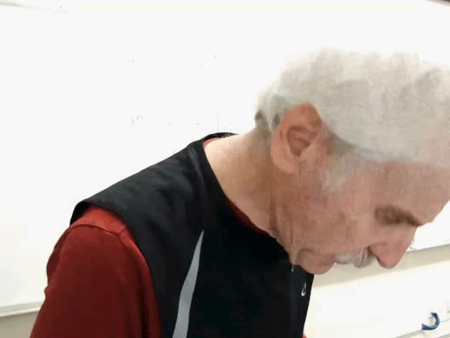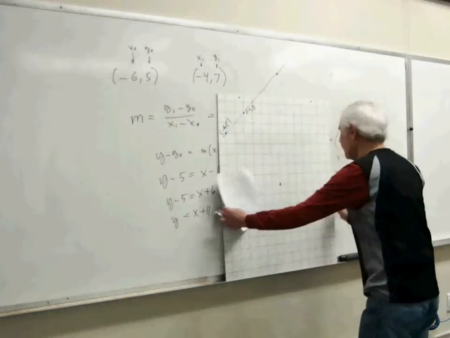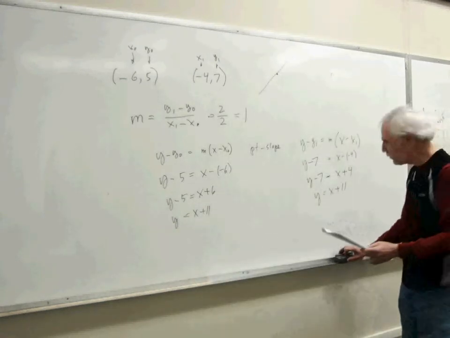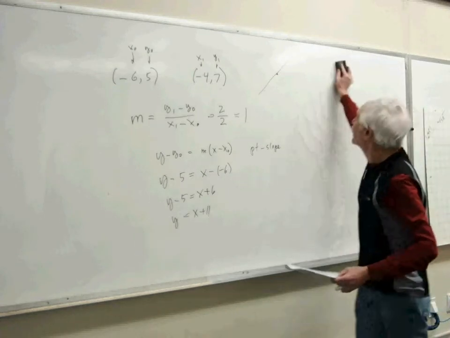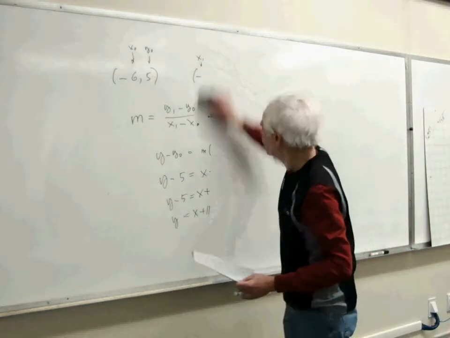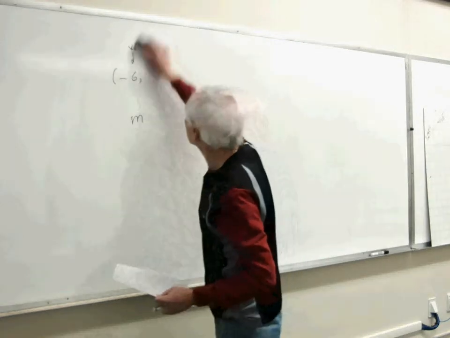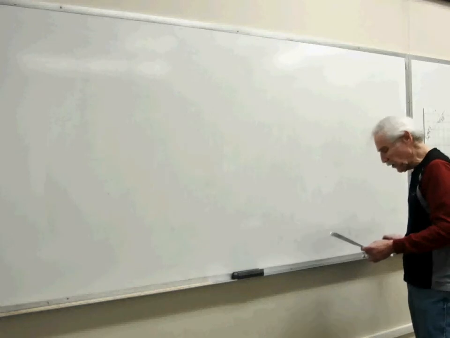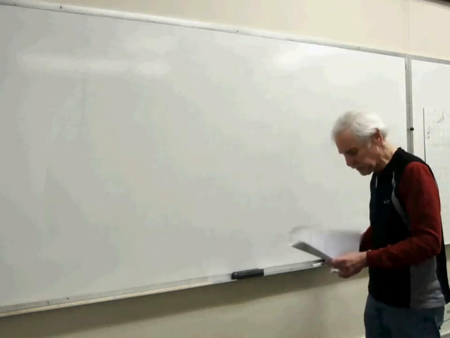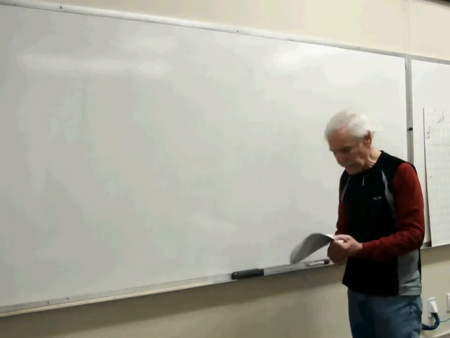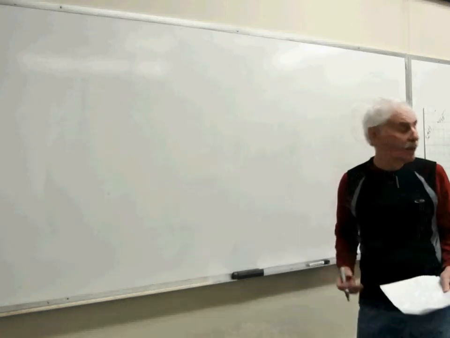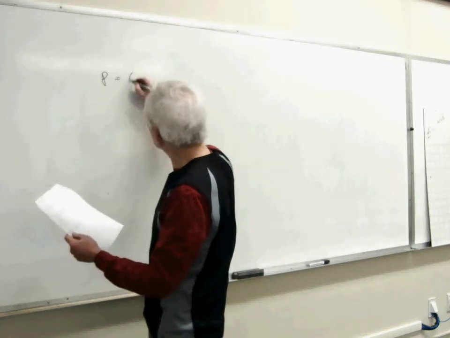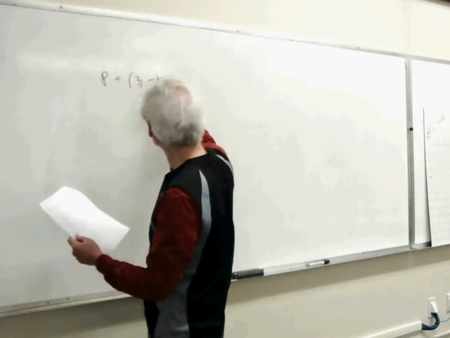So question 5. I think it's a similar question. Let's see what we're given. Okay. A line contains a point. This is an important kind of thing. A line contains a point and is perpendicular to another line. Okay, so the point that this contains is 3 and minus 4.